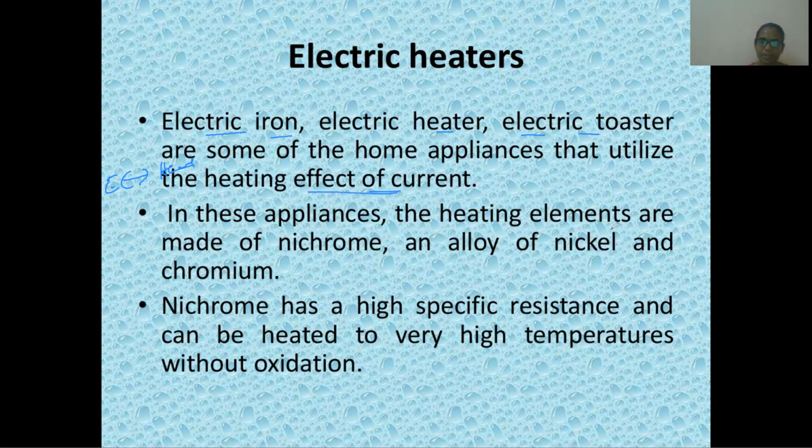In these appliances, the heating elements are made of nichrome, an alloy of nickel and chromium. It has the special property of very high resistance. You know H is directly proportional to R, right? The heat produced depends upon resistance. If there is a high resistance, it will be approximately 10 to the power 6 joules. Nichrome has a high specific resistance, that is resistivity rho, and can be heated to very high temperatures without oxidation. That means it can be heated to very high temperature without any reaction. Clear, children? This is what all the electrical appliances work on.